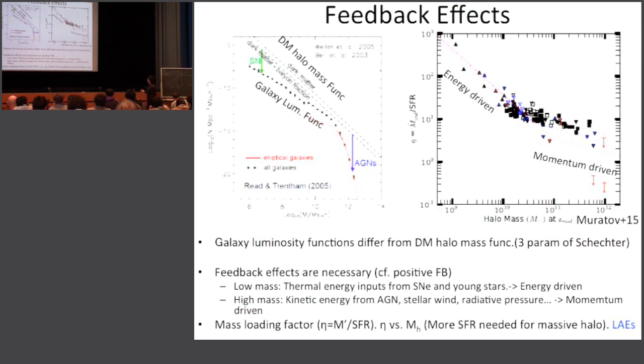So where are the Lyman-alpha emitters? Typical Lyman-alpha emitters have dark matter halos of 10 to the 10th to 10 to the 11th. So mostly, they are sitting in the momentum-driven feedback regime. So in other words, the important thing is that you may worry not only about the supernovae or star formation, but also probably the AGN activities as well.